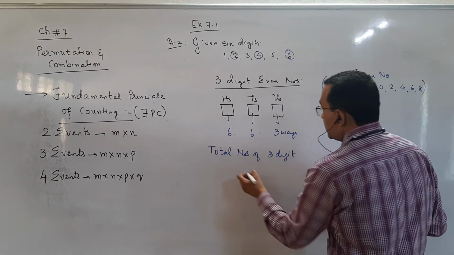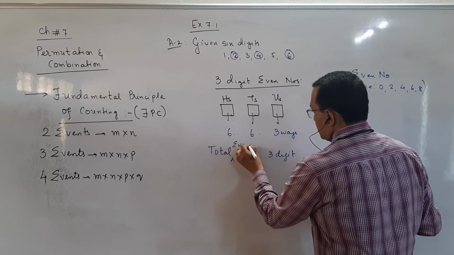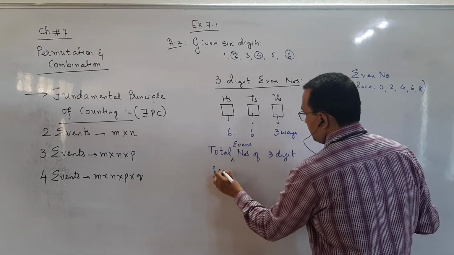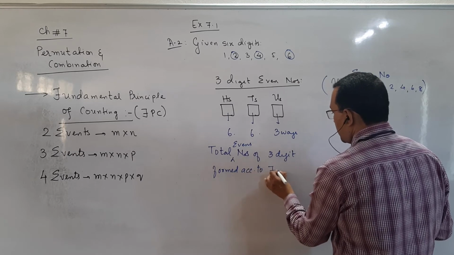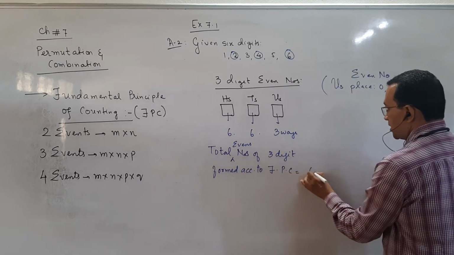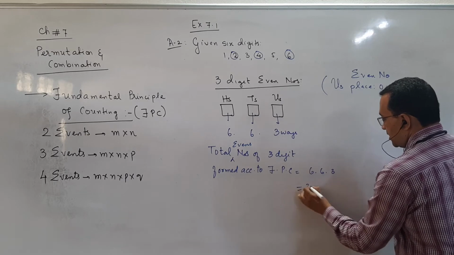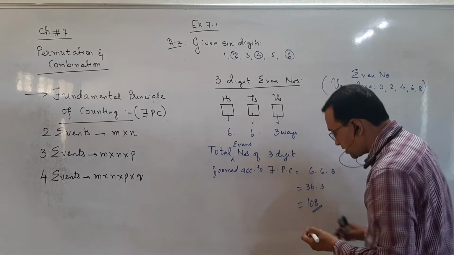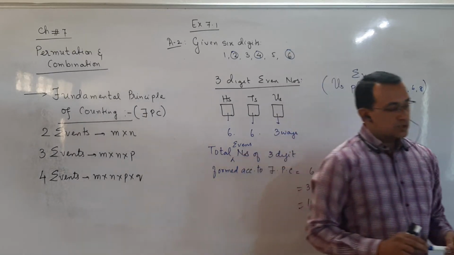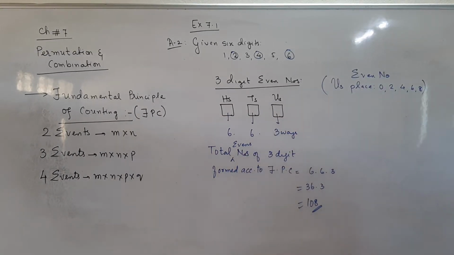Therefore total even numbers of 3-digit form, according to the fundamental principle of counting, are 6, 6 and 3, that is 36 into 3, which is nothing but 108. So total 3-digit numbers formed according to the given condition, where the numbers are even and using the given digits 1 to 6, students, are 108.